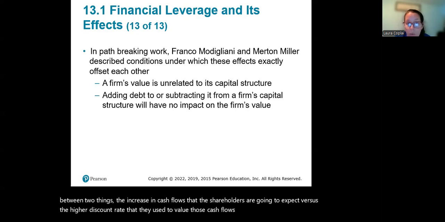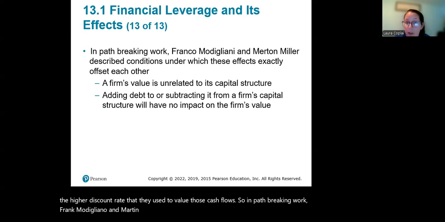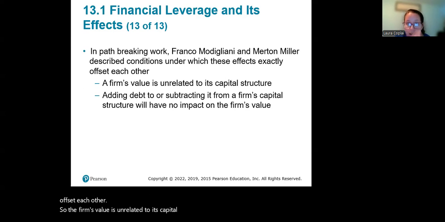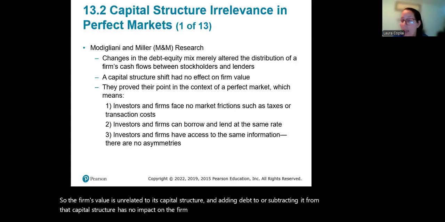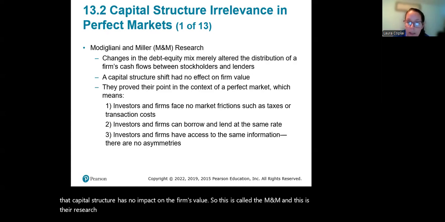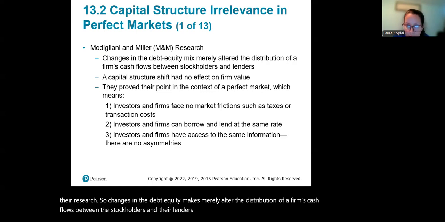So in path-breaking work, Franco Modigliani and Merton Miller described conditions under which these effects exactly offset each other. So the firm's value is unrelated to its capital structure, and adding debt to or subtracting it from that capital structure has no impact on the firm's value. So this is called the M&M, and this is their research. So changes in the debt equity mix merely alter the distribution of a firm's cash flows between the stockholders and their lenders, okay?